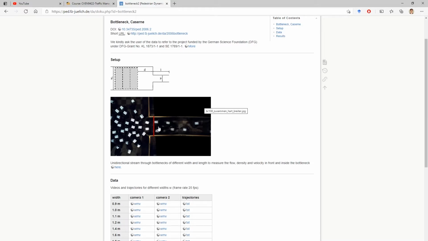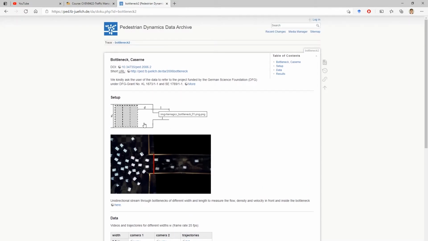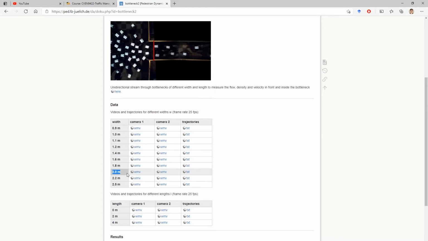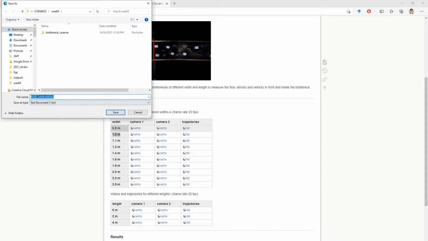So you can observe the bottleneck here. What you might want to do is set up a measurement area around this area, so you can observe before the bottleneck and after the bottleneck as well. Here we're going to download two files for 1 meter. What we need are the text files, B100 combined and B200. You right click and save link as, and then there's this text file.